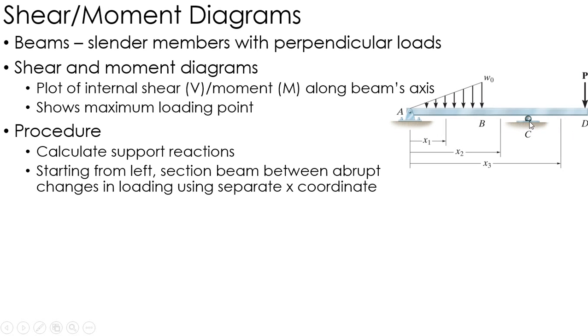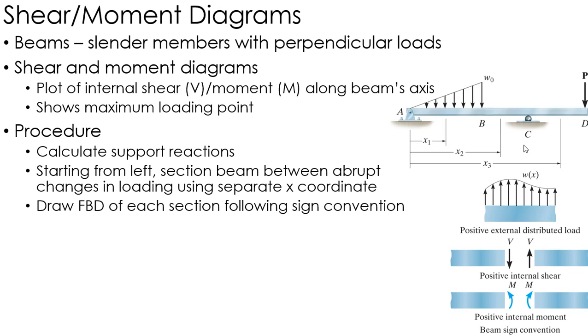Once I have those, generally we start from the left, and we section the beam off anytime there's an abrupt change. So between A and B, between B and C, and between C and D, and we have a separate x coordinate. Basically, we find what's going on within each section of the beam. So we draw a free body diagram of each section.